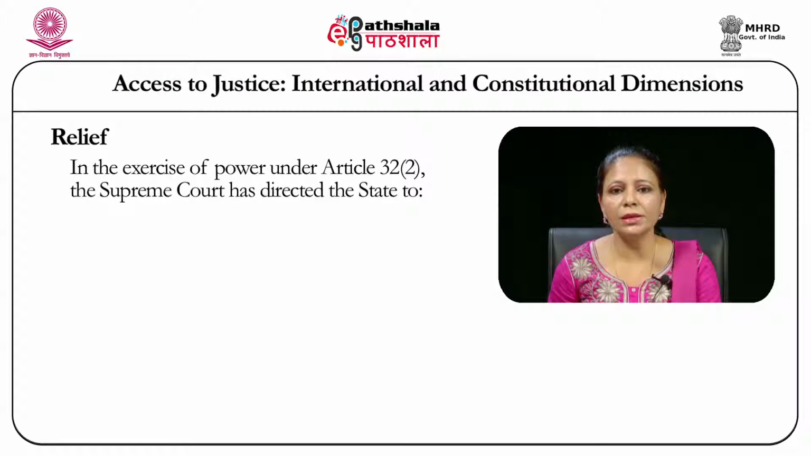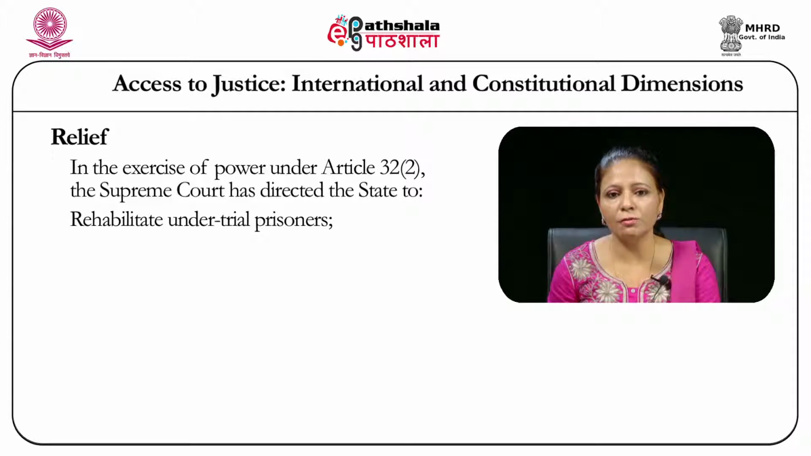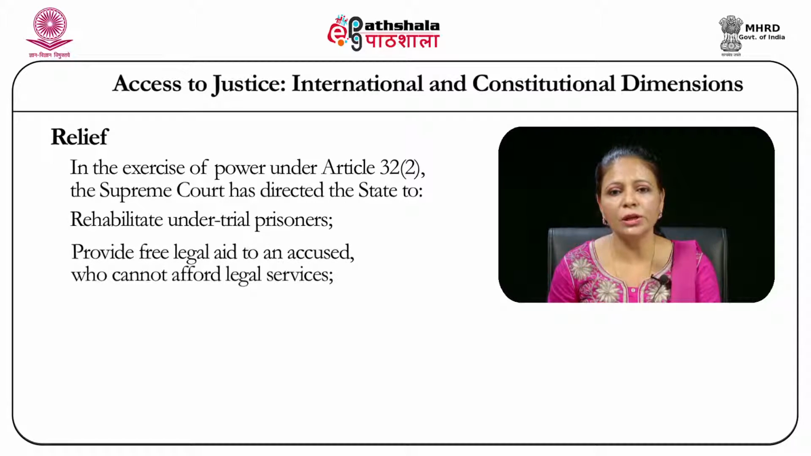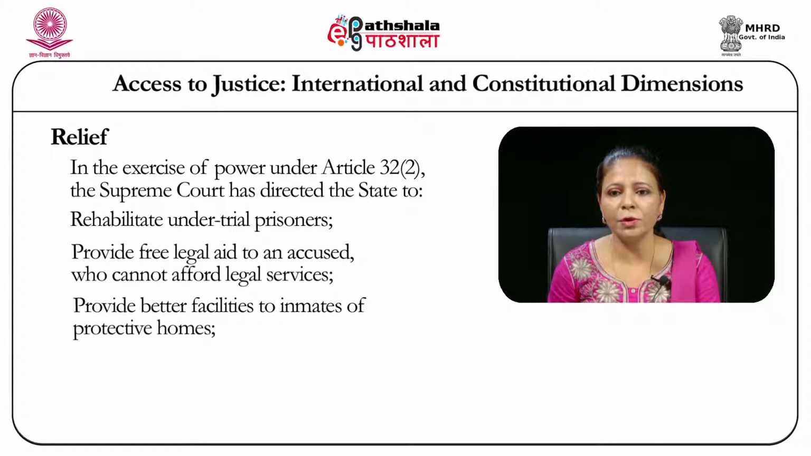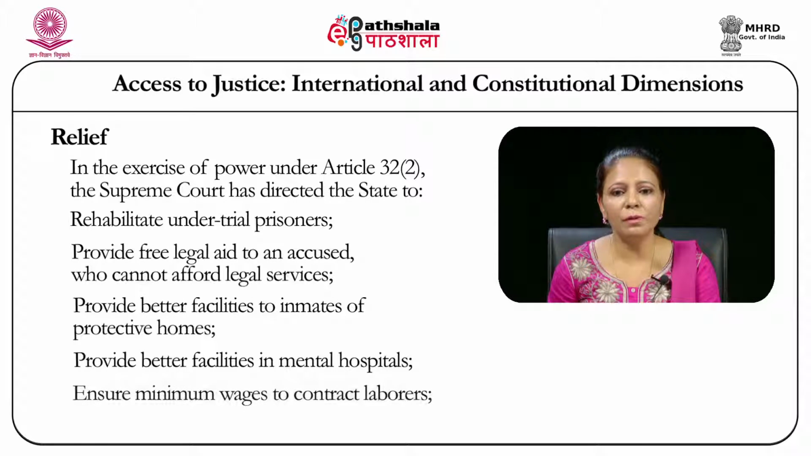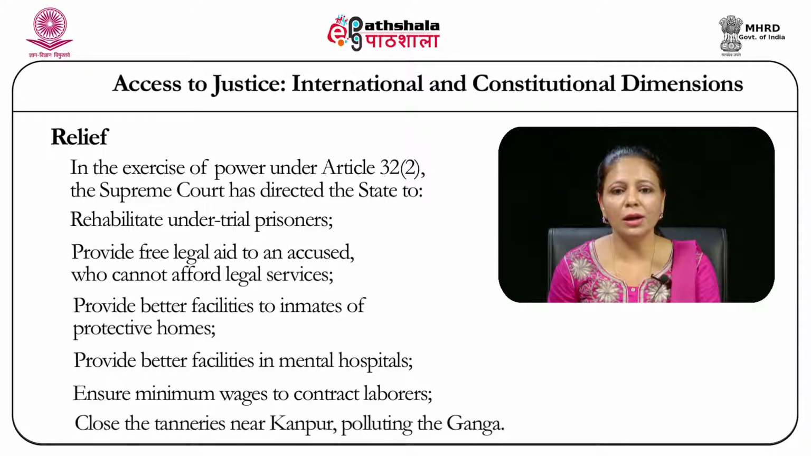In the exercise of power under Article 32 Clause 2, the Supreme Court has directed the state to rehabilitate under trial prisoners in Khatri versus State of Bihar, provide free legal aid to an accused who cannot afford legal services in M.H. Hoskot versus State of Maharashtra, provide better facilities to inmates of protective homes in Upendra Baxi versus State of Uttar Pradesh, provide better facilities in mental hospitals in R.C. Narayan versus State of Bihar, ensure minimum wages to contract labourers in People's Union for Democratic Rights versus Union of India, close the tanneries near Kanpur polluting the Ganga in M.C.